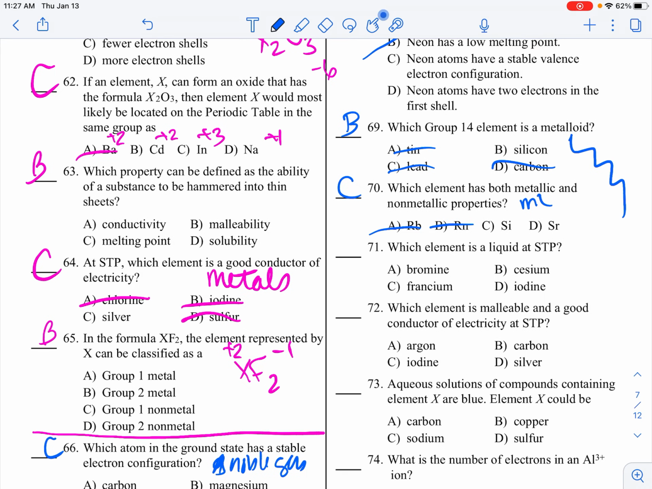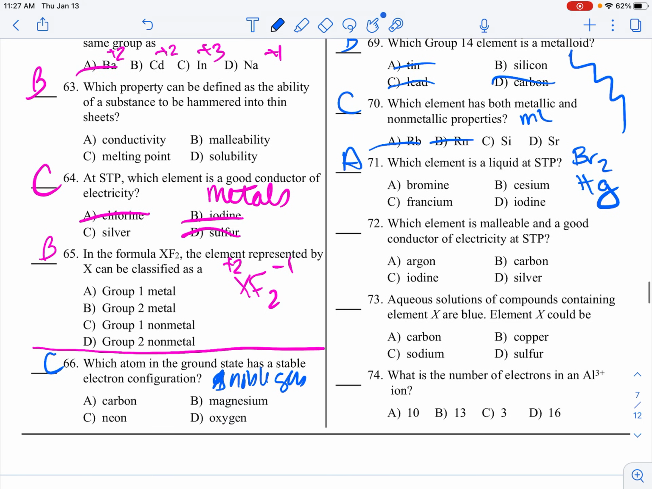Which is a liquid at STP? You have to know these. There's only 2. There's bromine, which is a nonmetal liquid, and there's mercury, which is a metal liquid. So bromine.